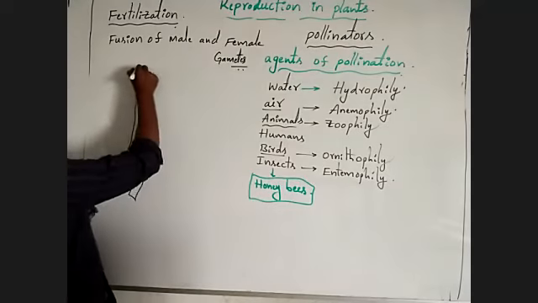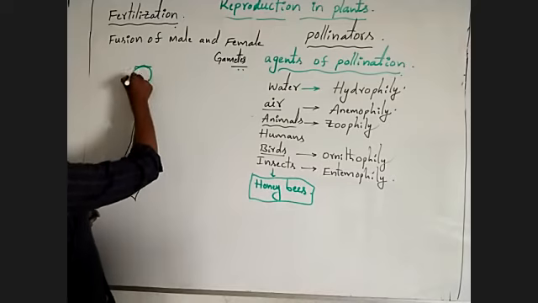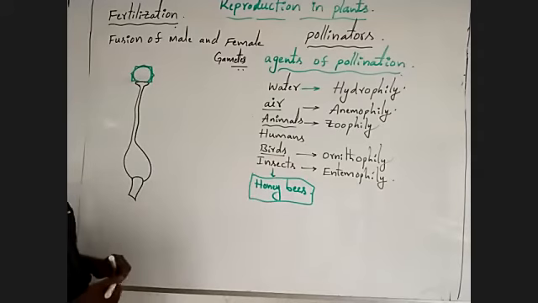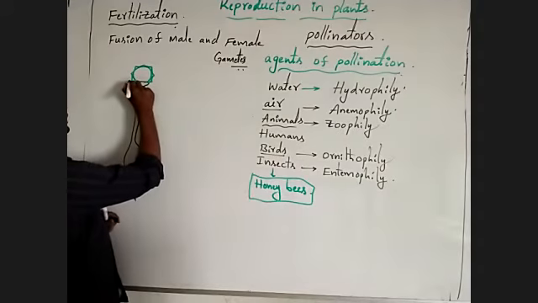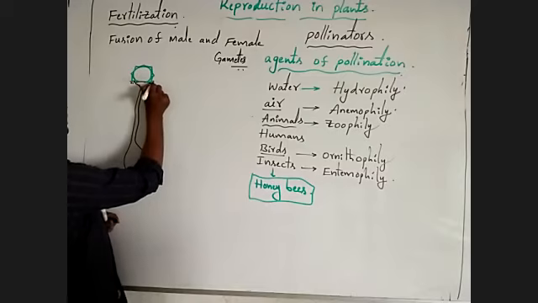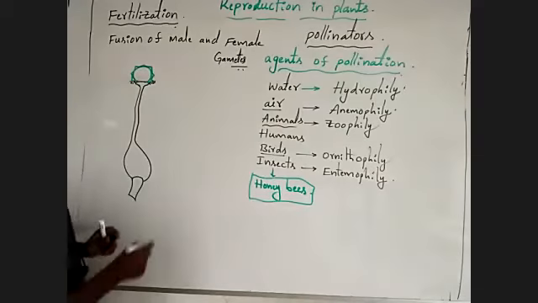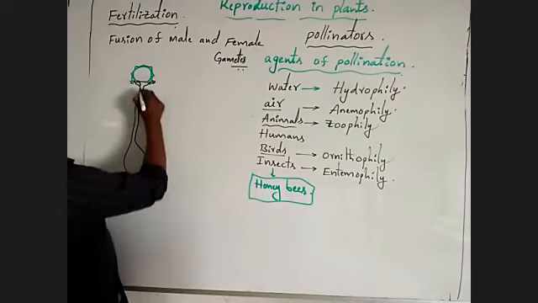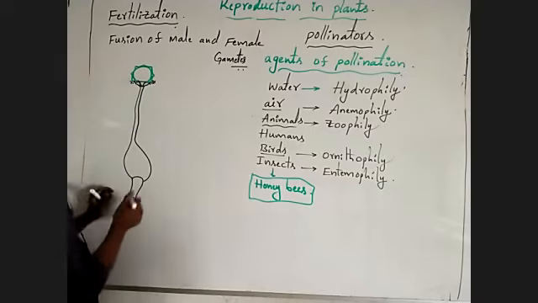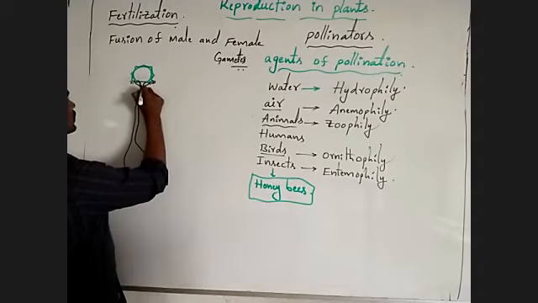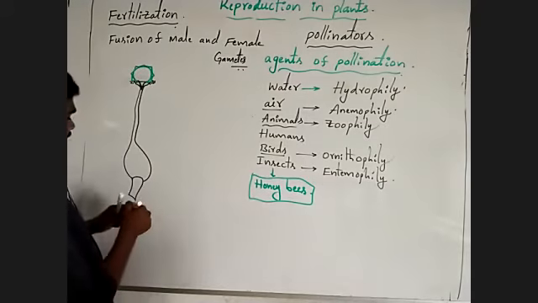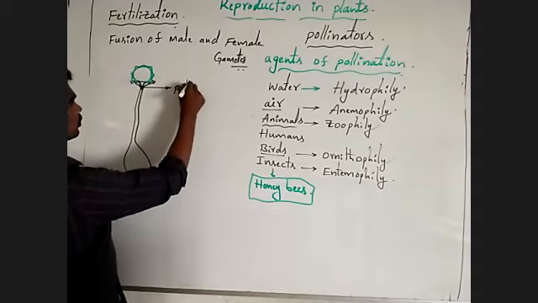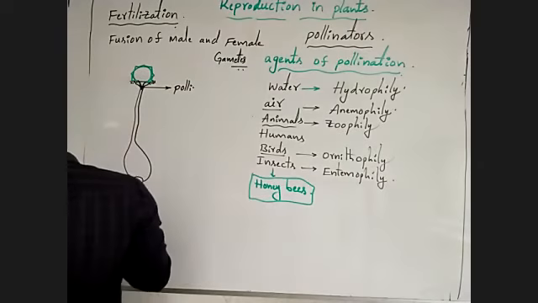After the pollination process, pollen grains reach the stigma because of the presence of nectar on the surface of the stigma. Pollen grains germinate and form a tube-like structure. This tube is called the pollen tube.